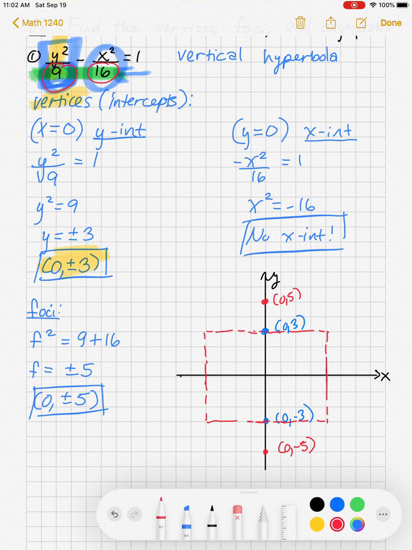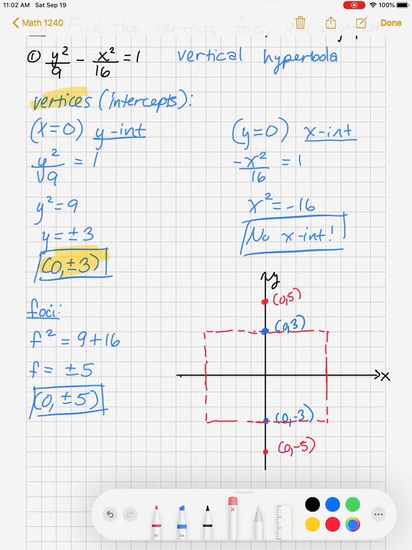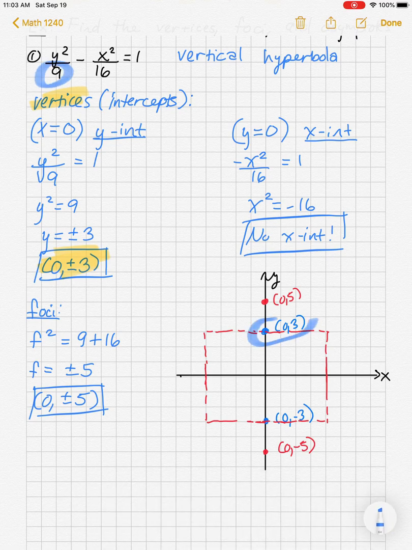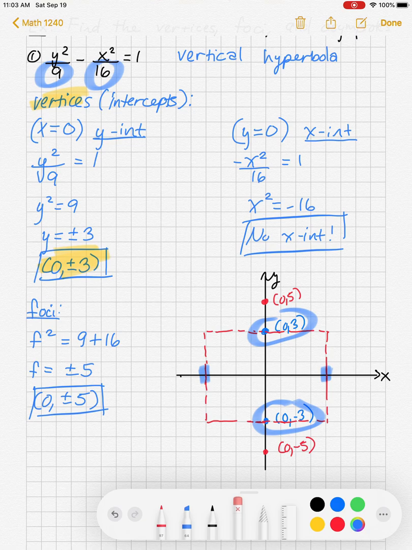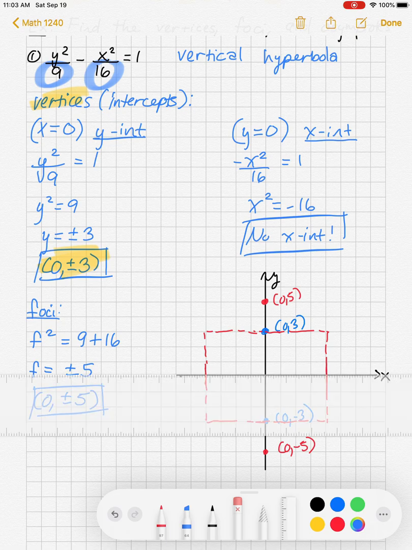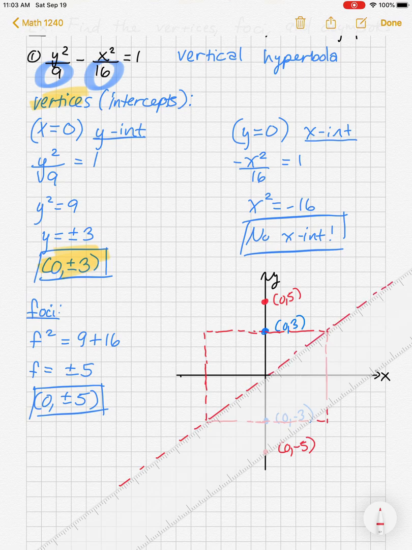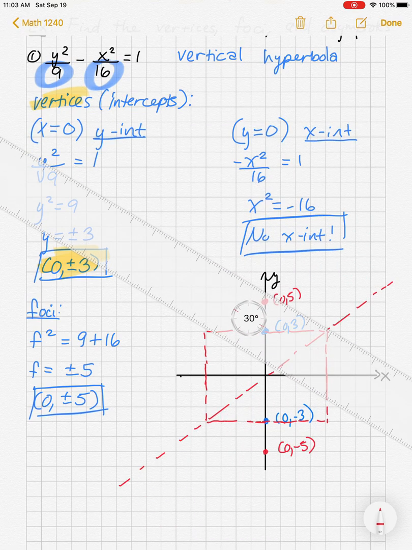So one more time, what did I do to get this box? I looked at the equation, I looked at the numbers underneath the variables. The square root of 9 gives me my 3s, those are my intercepts. My square root of 16 gives me 4s, those are not intercepts, but I still use those to draw the box. Then I just draw the asymptotes right through the corners of the box. And it turns out, geometrically, that's where those asymptotes lie.